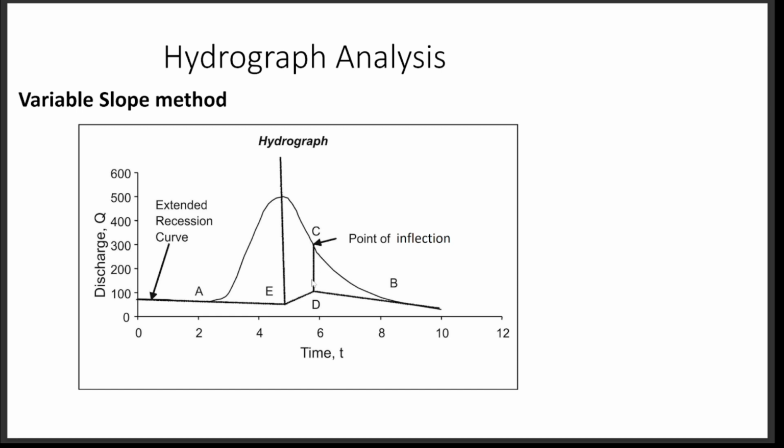Draw a vertical line from the point C. It cuts the line drawn backwards from point B at the point D. Join the point E to this point D. Now the area under the line AEDB shows the base flow component. Hydrograph analysis by variable slope method varies from expert to expert due to different interpretations.